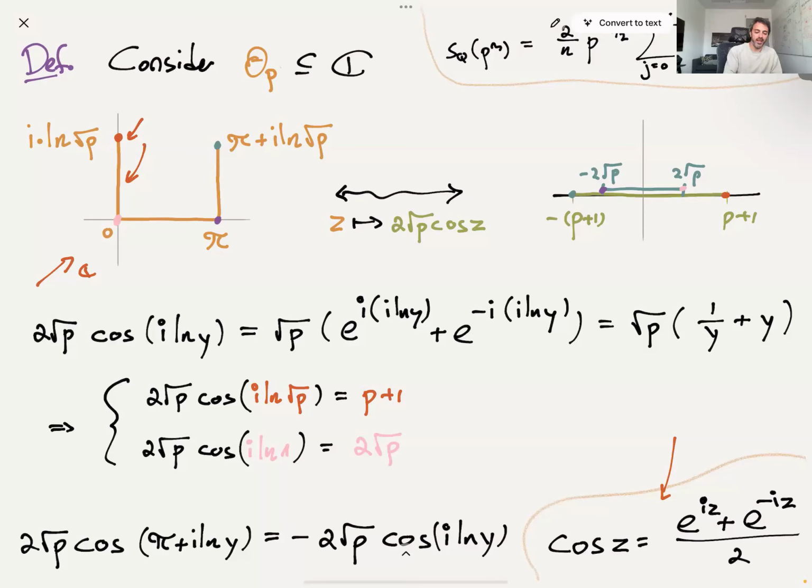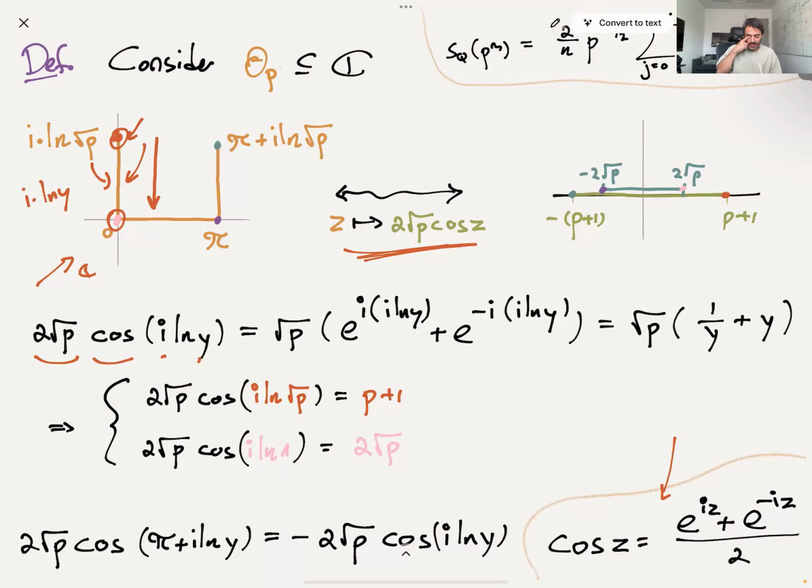If you consider a general point on this line, it's some i ln y. Here y is square root of p, and here y is 1, so ln 1 would be 0. So you start at square root of p and descend down to 1 in terms of y. A point here, which is i times ln of y, what is it mapped to? I'm looking at this bijection, this map. It's 2 square root of p times cosine of i ln y.